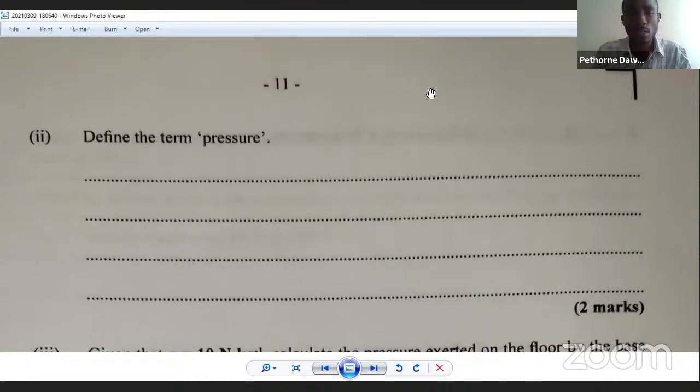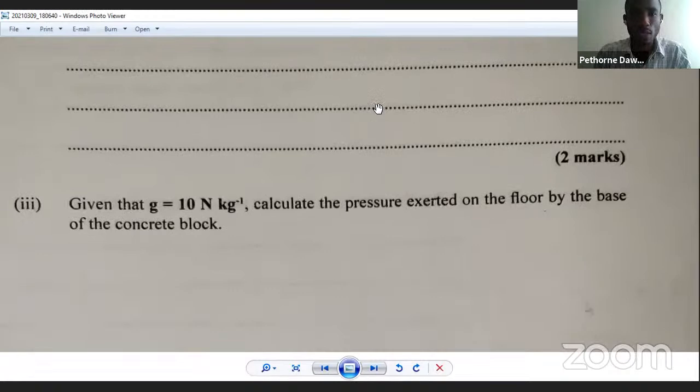Pressure is the force per unit area, or pressure is that quantity where you divide force over the area which it acts. Any one of those. Once you bring out force over area or force divided by area, then you have given the definition for pressure. That would get 2 marks right there.